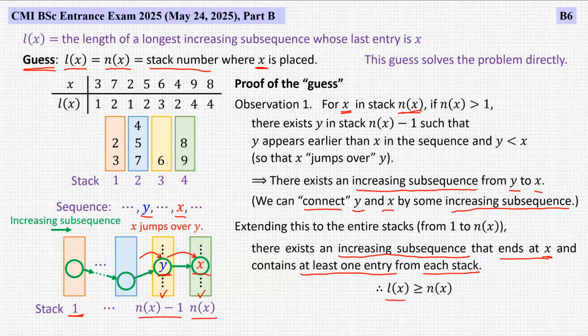This means that L of x, the length of the longest increasing subsequence, must be greater than or equal to the number of stacks n of x. Now the equality seems intuitive, but how can L of x be greater than n of x? Well, such a case is possible when the subsequence containing entries from adjacent stacks, for example y and x, contains a third term in the middle. This involves the subsequence that moves in a vertical direction within the same stack. But is such movement possible? That is our second observation.